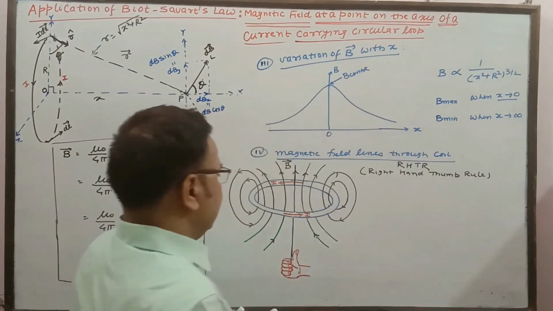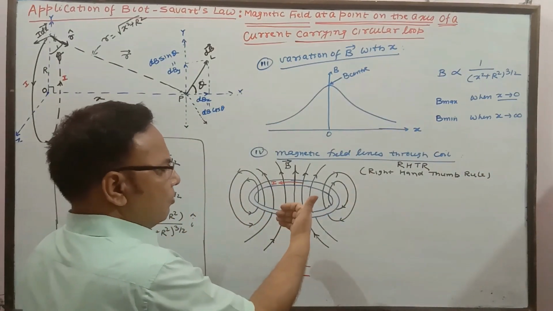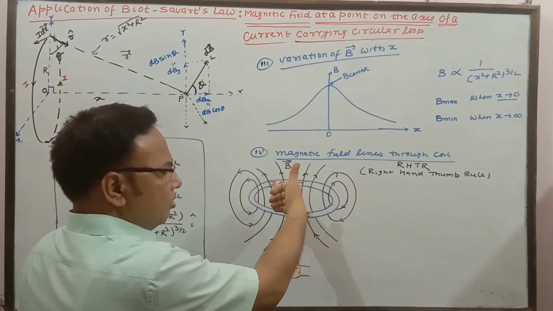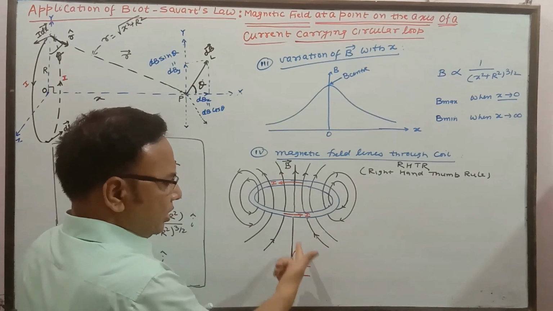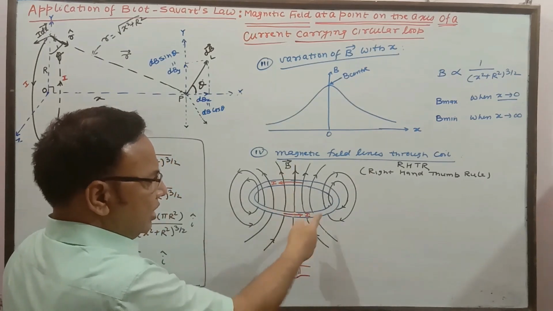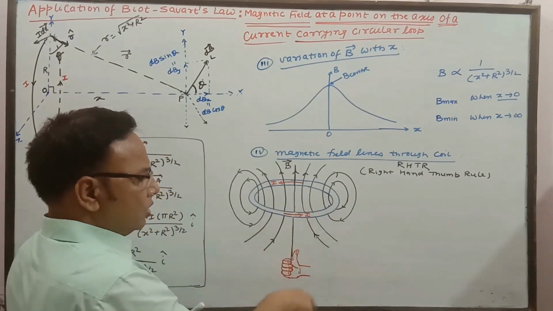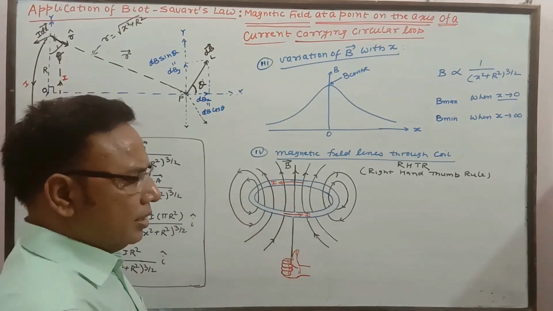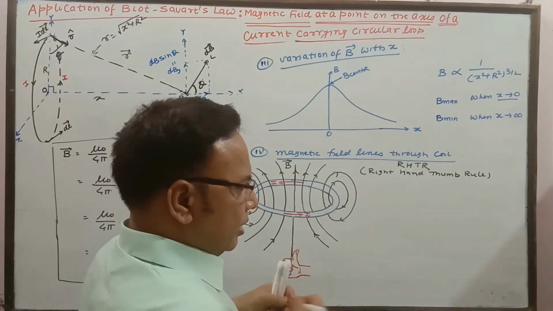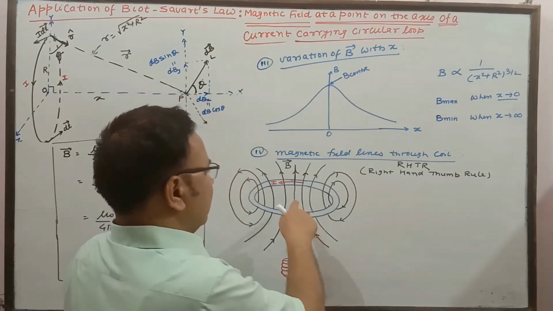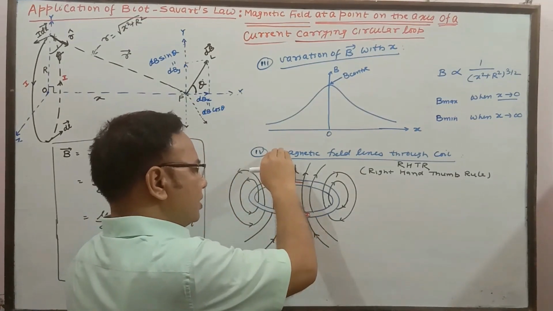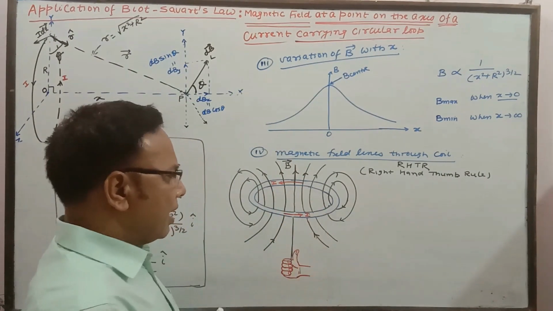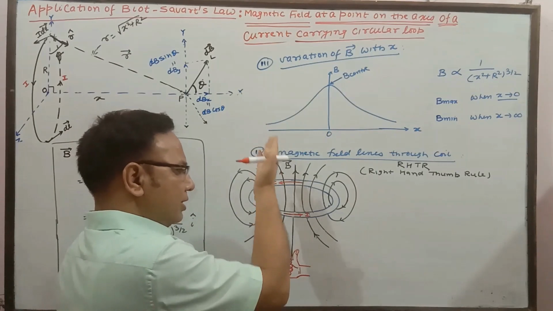So you just curl your fingers in the direction of current through the coil, and the thumb shows the direction of magnetic field. That is what is shown there. The thumb shows the direction of magnetic field, and the curling of fingers shows the direction of current through the coil. In this case, you see that the field lines are coming out from this side, so this can be treated as north pole. In the north pole of a bar magnet or any magnet, the field lines are coming out.